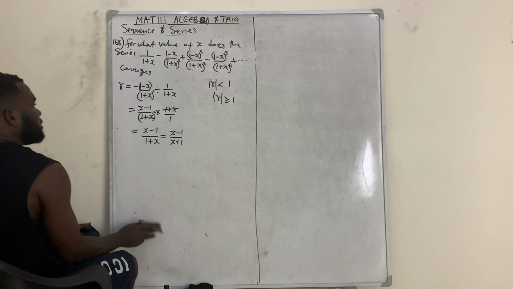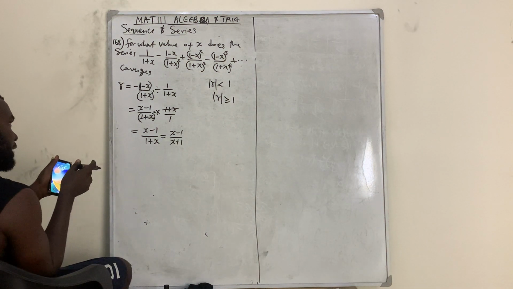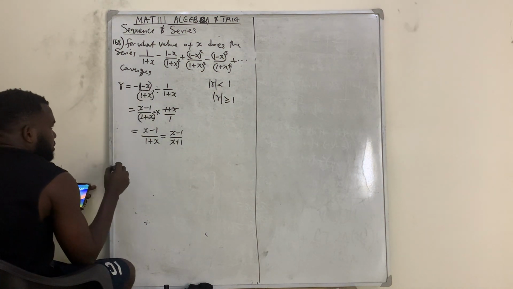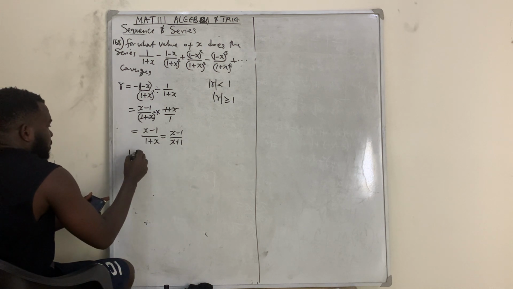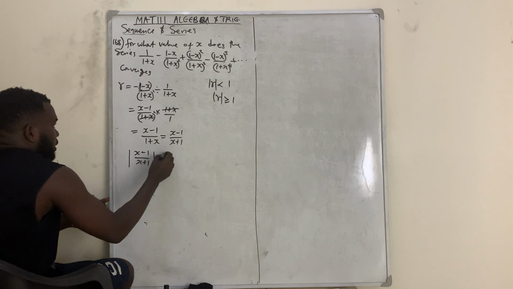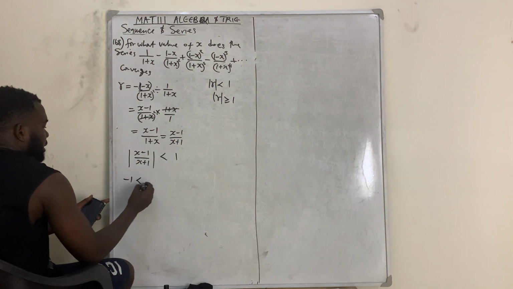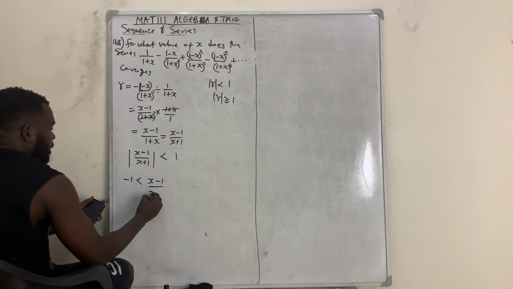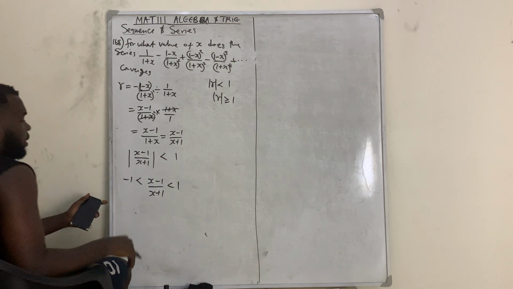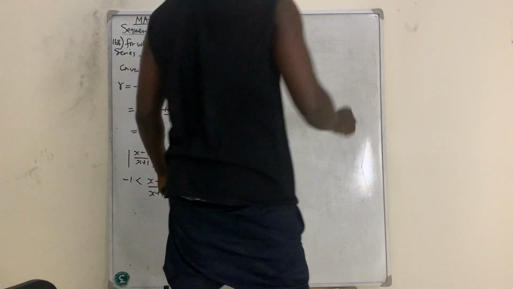Now, since they say that this converges, and converge means it's coming together while diverge means it's exploding, we say that the absolute value of (x minus 1) over (x plus 1) is less than 1. So we say that minus 1 is less than (x minus 1) over (x plus 1), which is less than 1. Now, let us solve this separately. Let's bring this one out and bring the other one out.